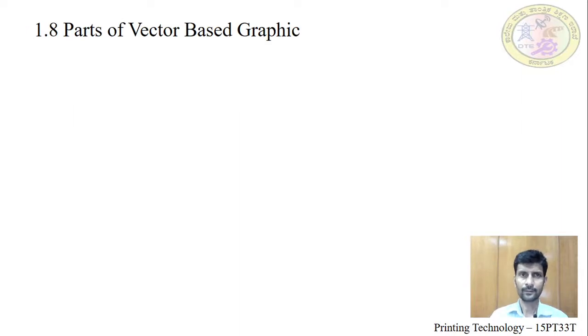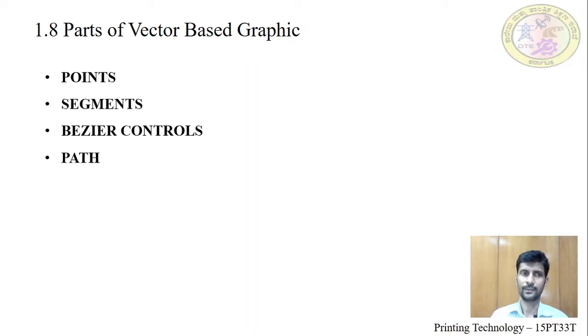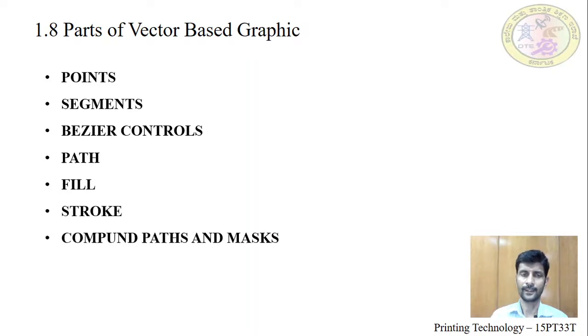The main parts of vector-based graphics are points, segments, Bezier control, path, fill and stroke, compound path and mask. Compound path and mask we will discuss in the next session, but I have mentioned them as parts of vector-based graphics. Let us understand one by one.